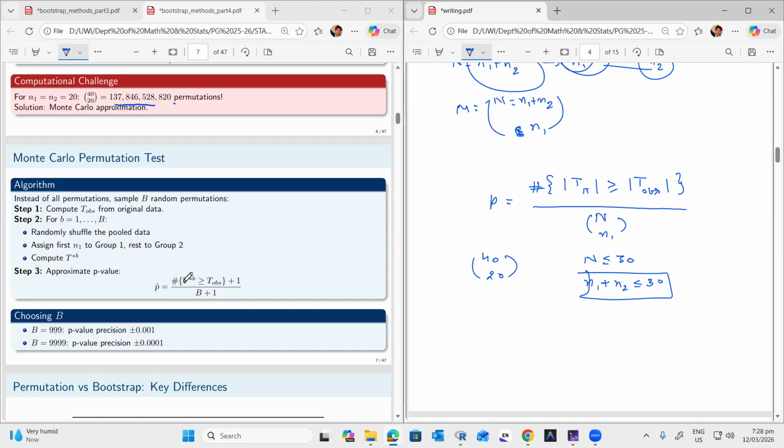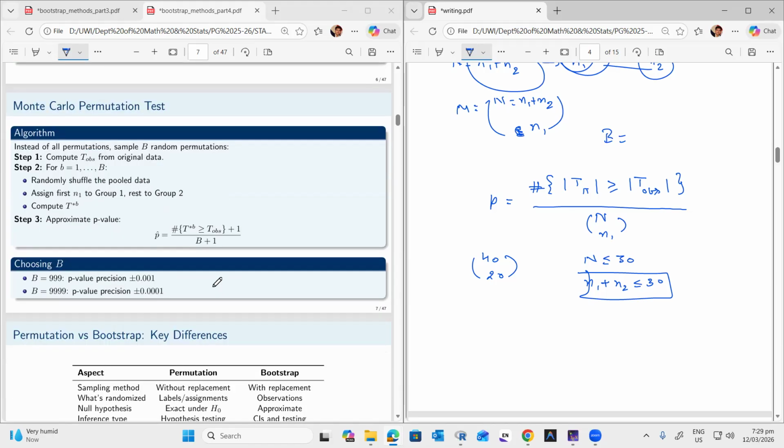Okay. So the computation cost scales linearly with the capital B, that is your number of resamplings, and the cost of computing the test statistic B times will be very low. It will not be that long. All right. So we have the Monte Carlo permutation algorithm here.